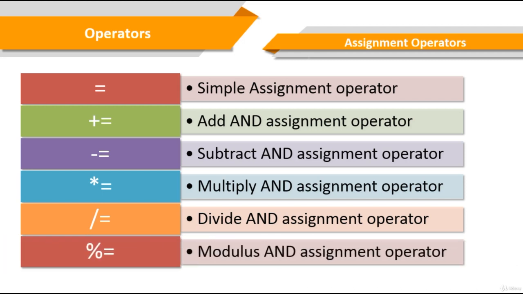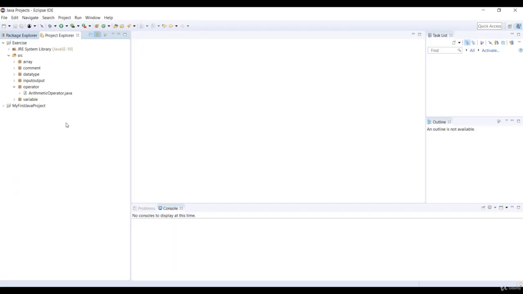And that leaves us with the percent and equal. Now, it's a modulus and assignment operator. So it takes modulus using two operands and then assigns the result to the left operand. So I think that'll become clear with a few examples. So let's do up some examples with assignment operators.